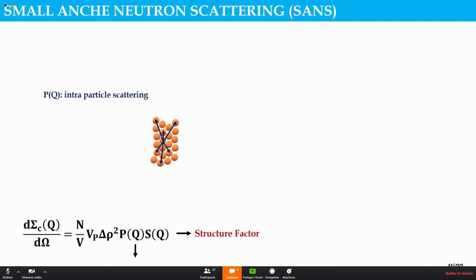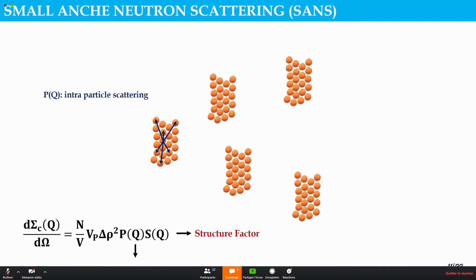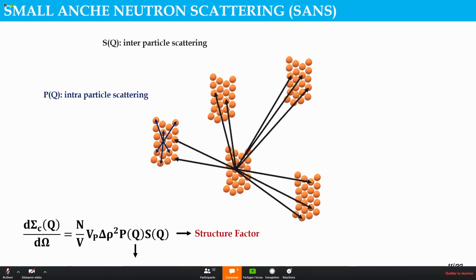But of course, in the solutions, we have different objects. And if we have different objects, we can introduce the structure factor. The structure factor still comes from interferences of elementary scatterers, but this time they belong to different objects. And so now we can understand that the information on the object is inside the form factor.